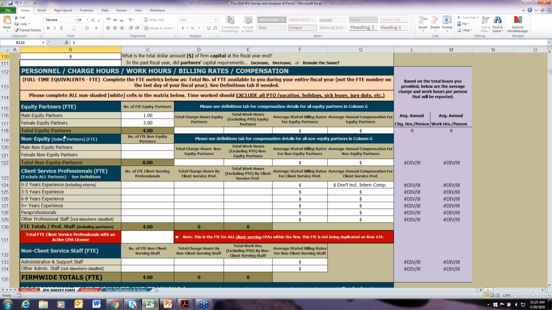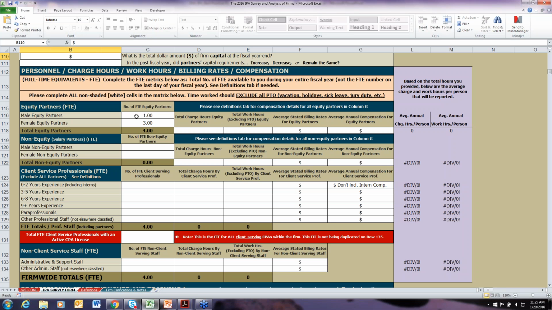So this next section, let's take a look at the matrix, rows 115 through 135, because this is the most common area where firms struggle, causing us to go back to firms for clarification. In this section, we've got it broken out by staff level, looking for the full-time equivalent in column C, total charge hours in column D, total work hours in column E, average stated billing rates in column F, and average annual compensation in column G.